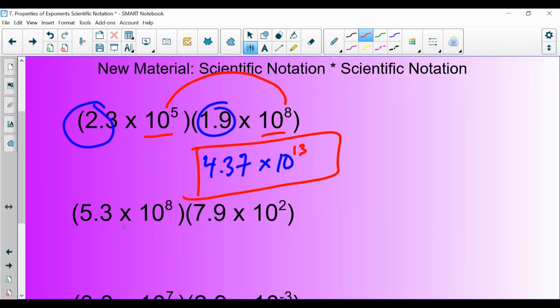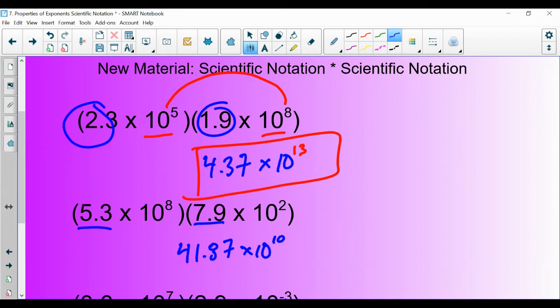Here's another example I have. This one is going to be a little bit more challenging, but the concept is the same. You would multiply the 2 a terms together. 5.3 times 7.9 will give you 41.87. This would be times 10 to the 10th power.